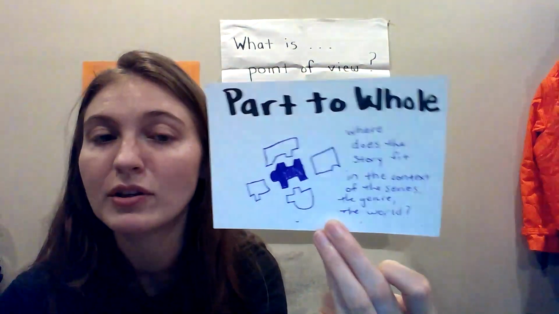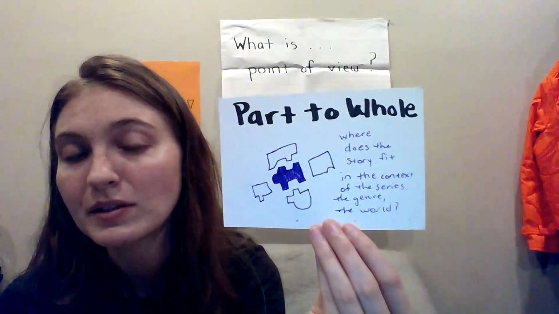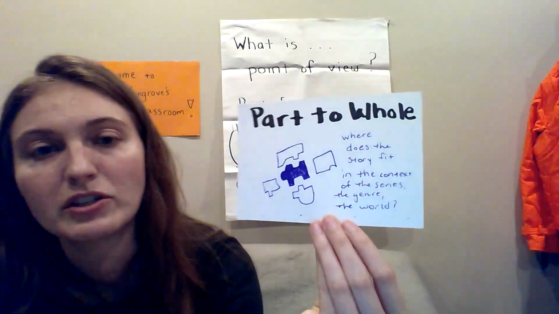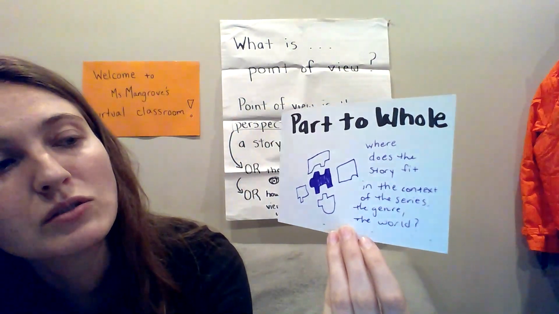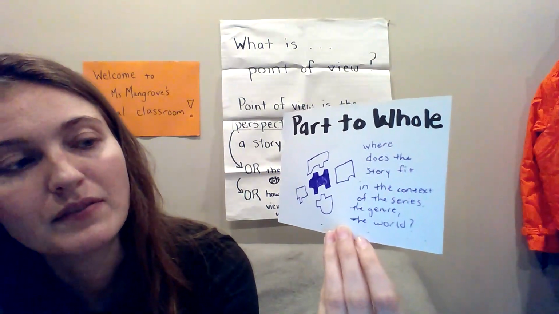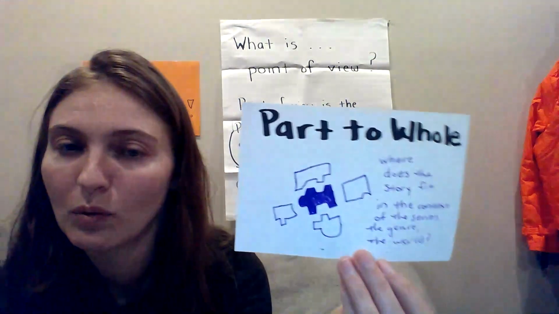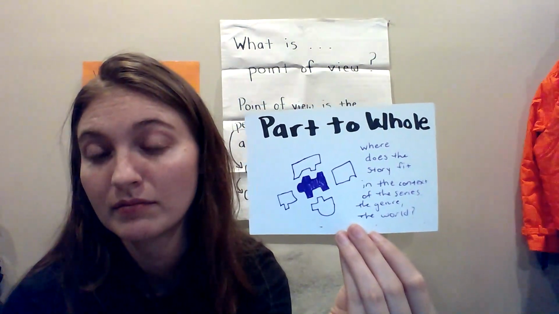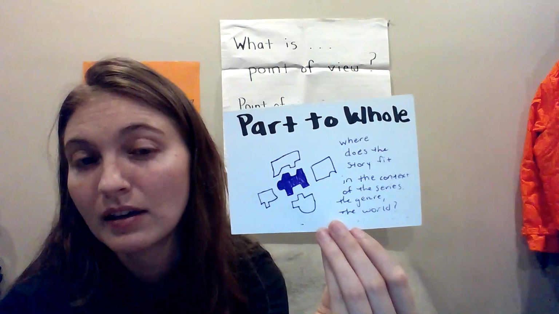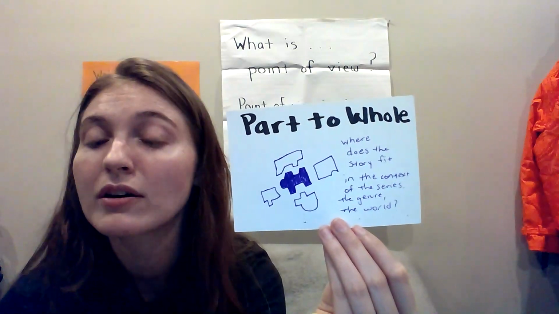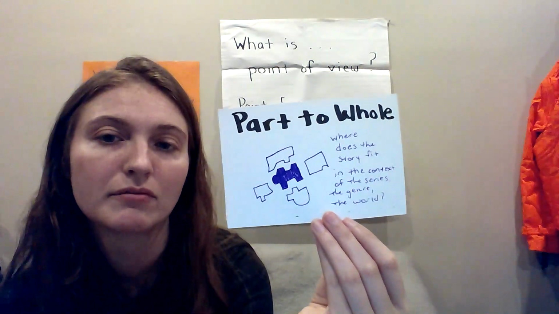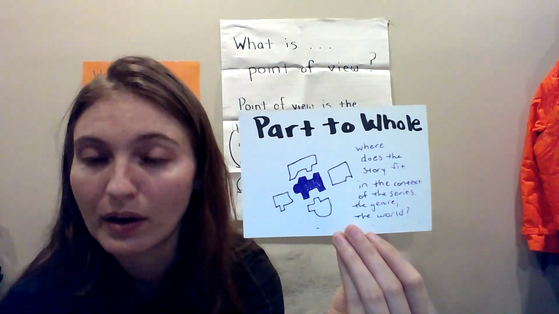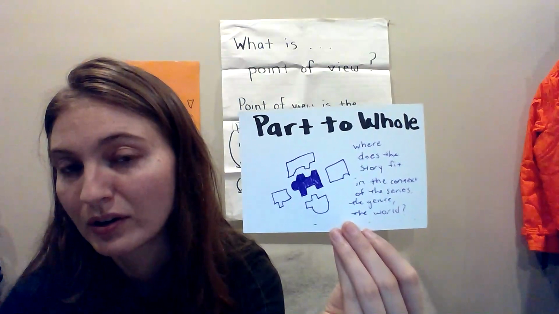All right, part to whole. This one I think is best represented visually. It helps me understand it more than the definition itself, but I will read it. Where does the story fit in the context of the series, the genre, and the world? So how does this story fit in the larger context of how we live? Why do we need this story? That is really what I'm asking when I'm looking at the part to whole.